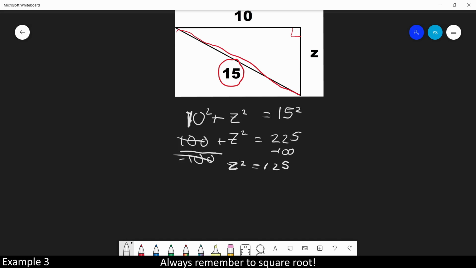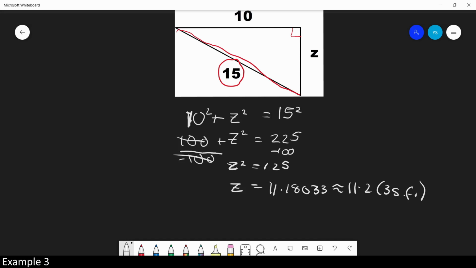And once again, we need to square root. So z squared, or the square root of z squared, is just z. And the square root of 125 is 11.18033. And then once again, I'm going to give that to three significant figures. So 11.2. So unlike before, there were a few differences.